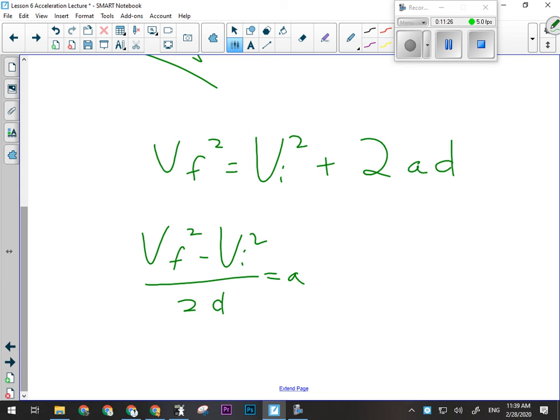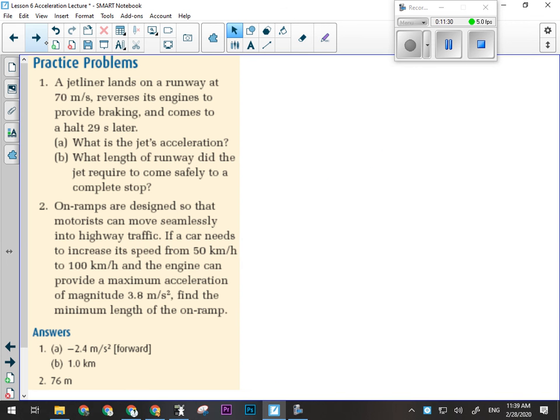All right, so I want you guys to try these two. Now, the first one actually doesn't require you to use the new formula. For part A, you have to pick which formula you're going to use, and for part B, you can use almost any formula you want. Question number 2 requires you to use the new formula. All right, get to work.